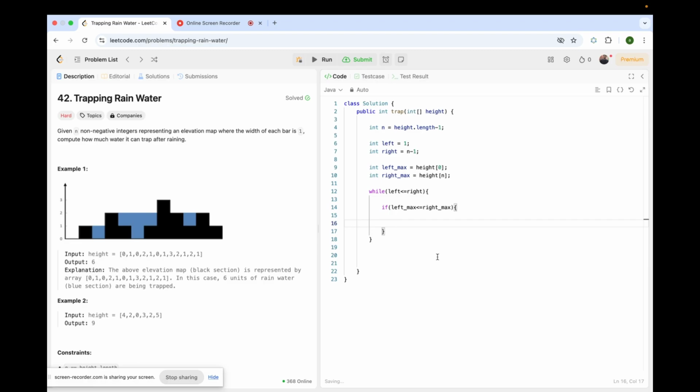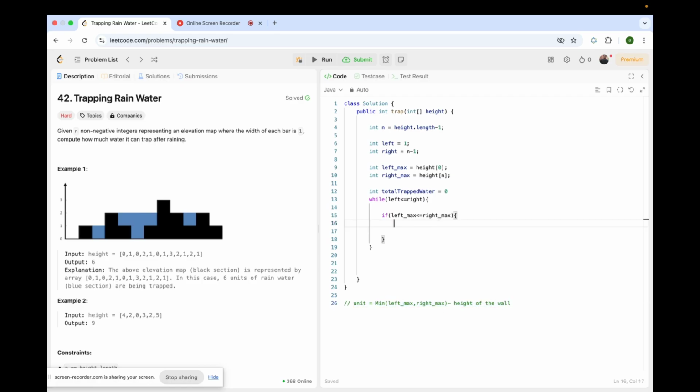Now we will take one more variable, int total trapped water, which is 0. And the equation that we have derived is, at each unit I need to know the minimum of left max, right max, minus the height of the wall. This is the equation that we have derived.